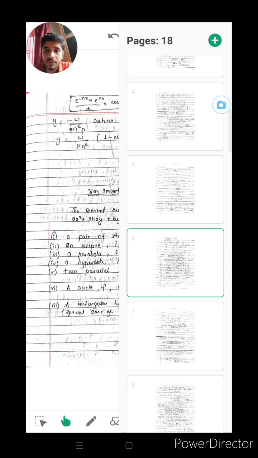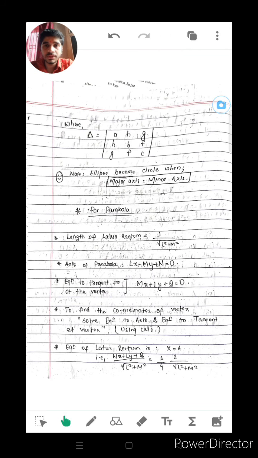So let's move on forward. This triangle-looking symbol is a determinant of 3 by 3 order, where the first row and first column represent a, h and g, the diagonal represents a, b, c and the remaining entries are f. So by finding this determinant, we'll get the value of this triangle. And note, an ellipse becomes a circle when the major axis equals the minor axis.